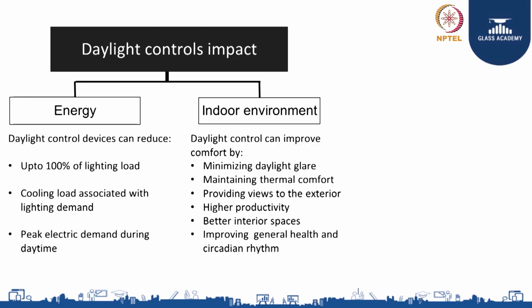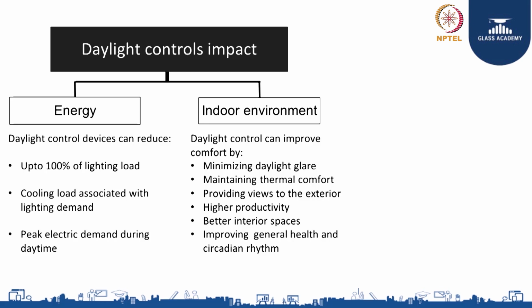So what is the impact of daylight controls? We can divide the impact into two aspects, the energy aspect and the indoor environment aspect. From the point of view of energy, we save on the artificial lighting energy. It can be up to 100% in a very nicely daylit building. We save on the cooling associated with the heat that is generated by the artificial light. We can also reduce the peak energy demand during daytime.